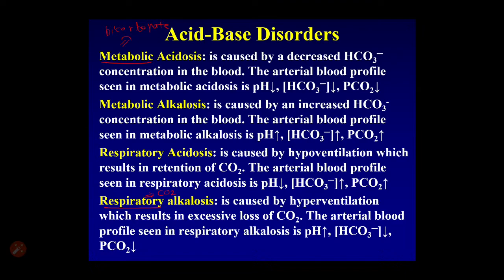If I have a reduction in HCO3, my compensation will be a reduction in PCO2. If I have an increase in HCO3, my compensation will be an increase in PCO2. If I have an increase in PCO2, my compensation will be an increase in bicarbonate. If I have a reduction in PCO2 and I have respiratory alkalosis, my compensation will be. Now, what do you notice about the compensation and the original problem? They're always in the same direction. And that's always true for simple acid-base problems.